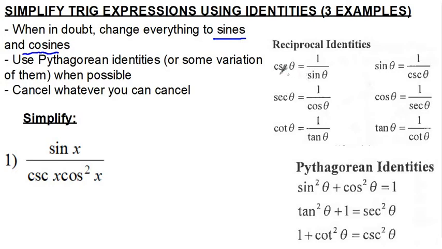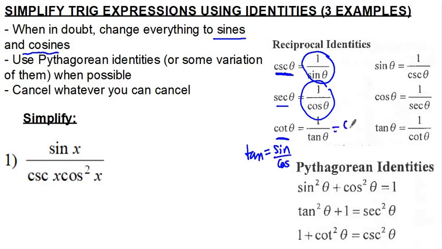And what does that mean? Well, notice if you have a cosecant, you can change it into 1 over sine. If you have a secant, 1 over cosine. If you have a cotan, cotan is 1 over tan, but remember tangent is sine over cosine, and that means cotan would be the reciprocal, cosine over sine. So basically every single one of these trig identities can be changed into something that has a sine or a cosine in it.